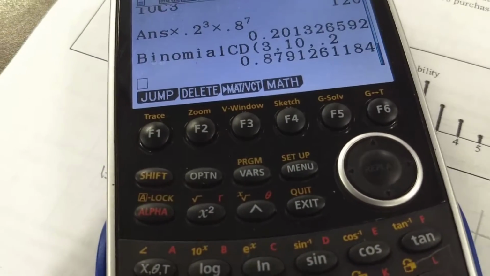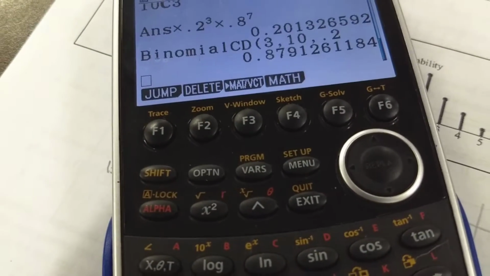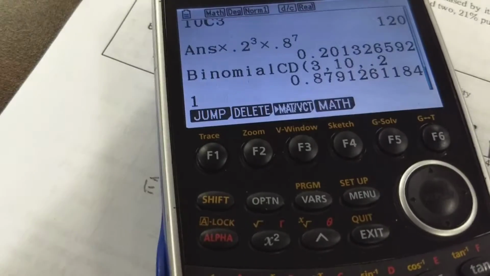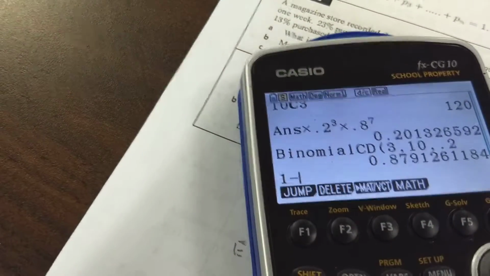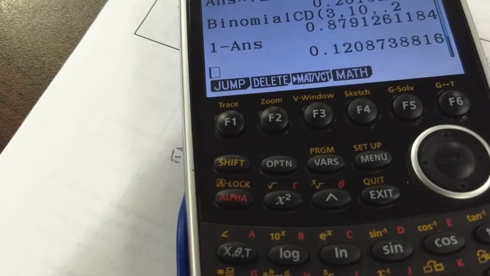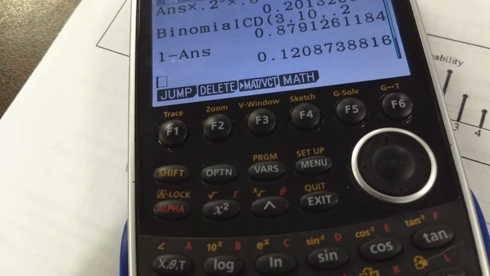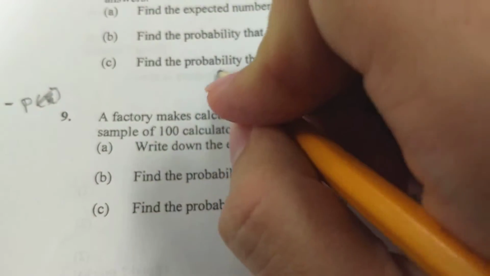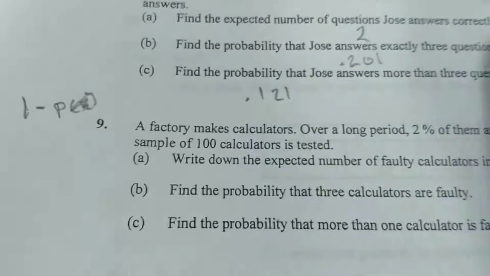And so the chance of them answering more than 3 correctly is 1 minus this. So we do 1 minus the answer, and that gives us 0.12087. We round that to 0.121, and that is the answer.